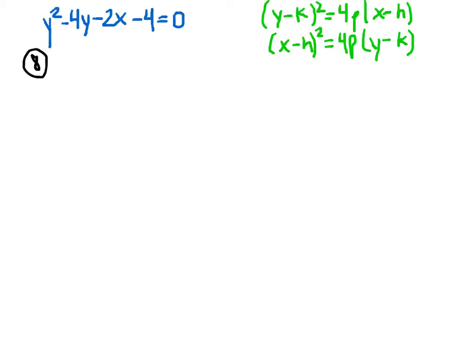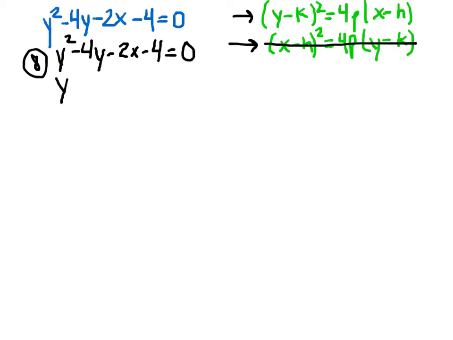When we're working with parabolas, we have these two standard equations we want to get them to look like. Since we have a y squared minus 4y, we're going to look at this top option, not this bottom one. So we want it to look like y minus k, quantity squared, equals 4p times the quantity x minus h. That means we need to get the x terms on the other side. So we have y squared minus 4y minus 2x minus 4 equals 0. We're going to add the 2x to both sides, so we have y squared minus 4y minus 4 equals 2x.